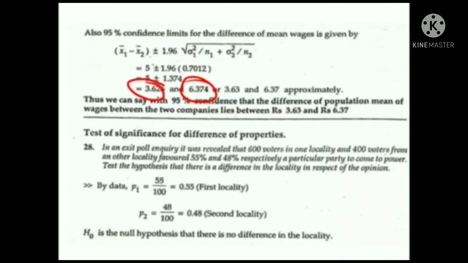Thus we can say with 95% confidence that the difference of the population mean of wages between the two companies lies between 3.63 and 6.37. Understood? So this is how you can calculate the confidence limits as well for the given data. This is how the test of difference between the means can be applied for the given data when we have two different populations. Understood?